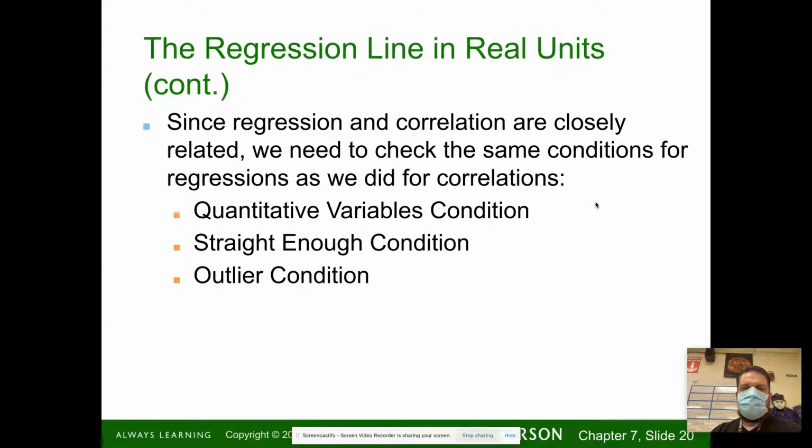So the regression line, since regression and correlation are closely related, we need to check the same conditions for regressions as we did with correlations. Make sure that your variables are quantitative. Make sure that it's straight enough, because you can run the math on just a cluster of data. So you want to graph the scatter plot and make sure it kind of looks like a line. And the outlier condition, you want to look for things that might be considered an outlier.